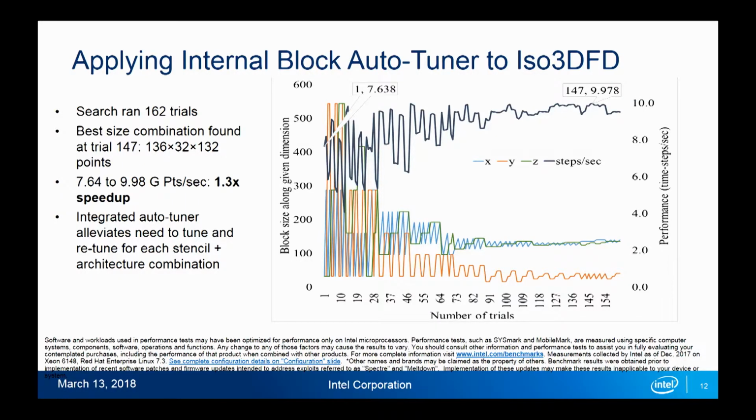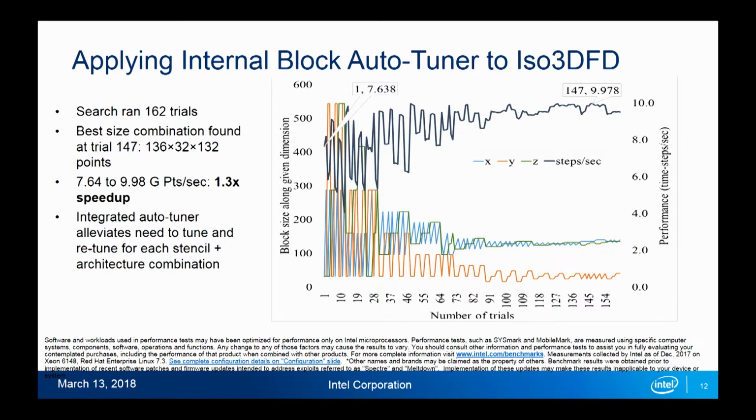All right, the first performance example I wanted to show is the automatic tuner for the temporal blocking. This chart shows how the automatic tuner iterates through various sizes of tiling to improve the performance. Again, this is on 2 sockets of a 6148, exactly the same as what was in the last talk. We ran 162 trials here. This really only takes a few seconds to run.